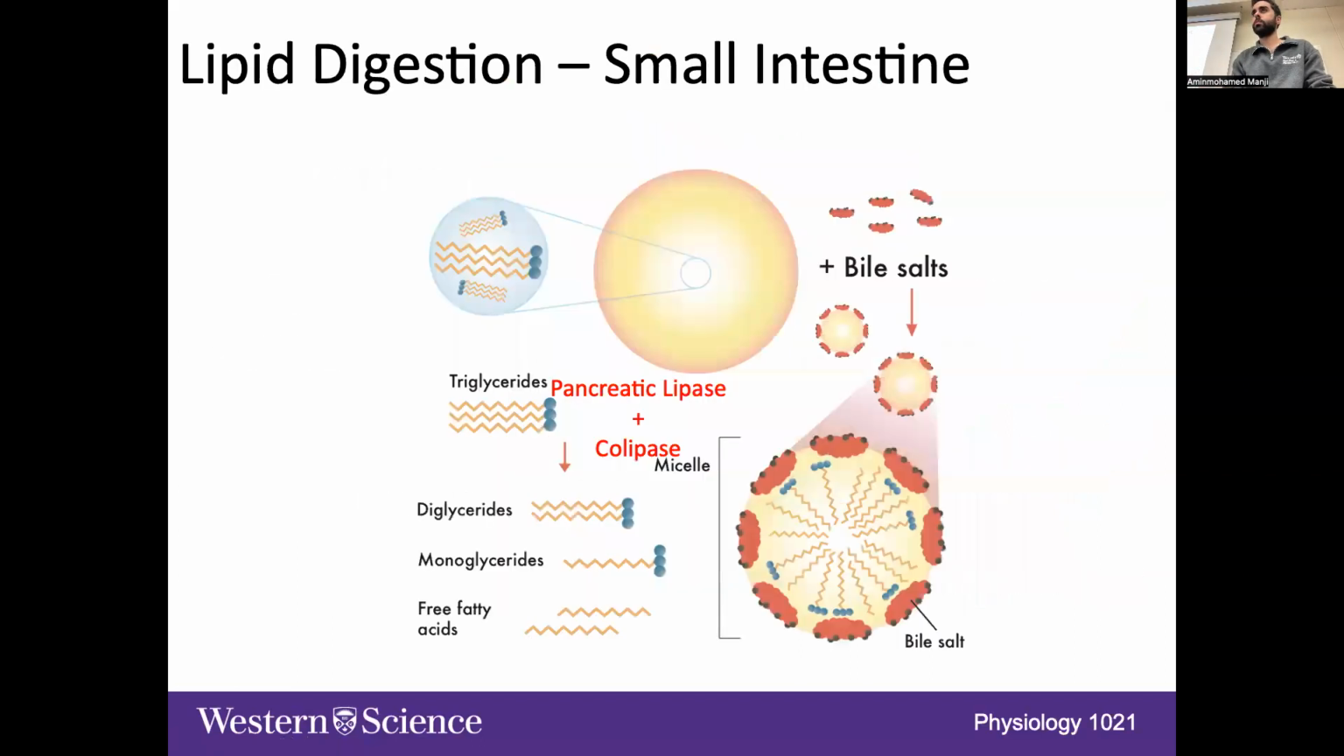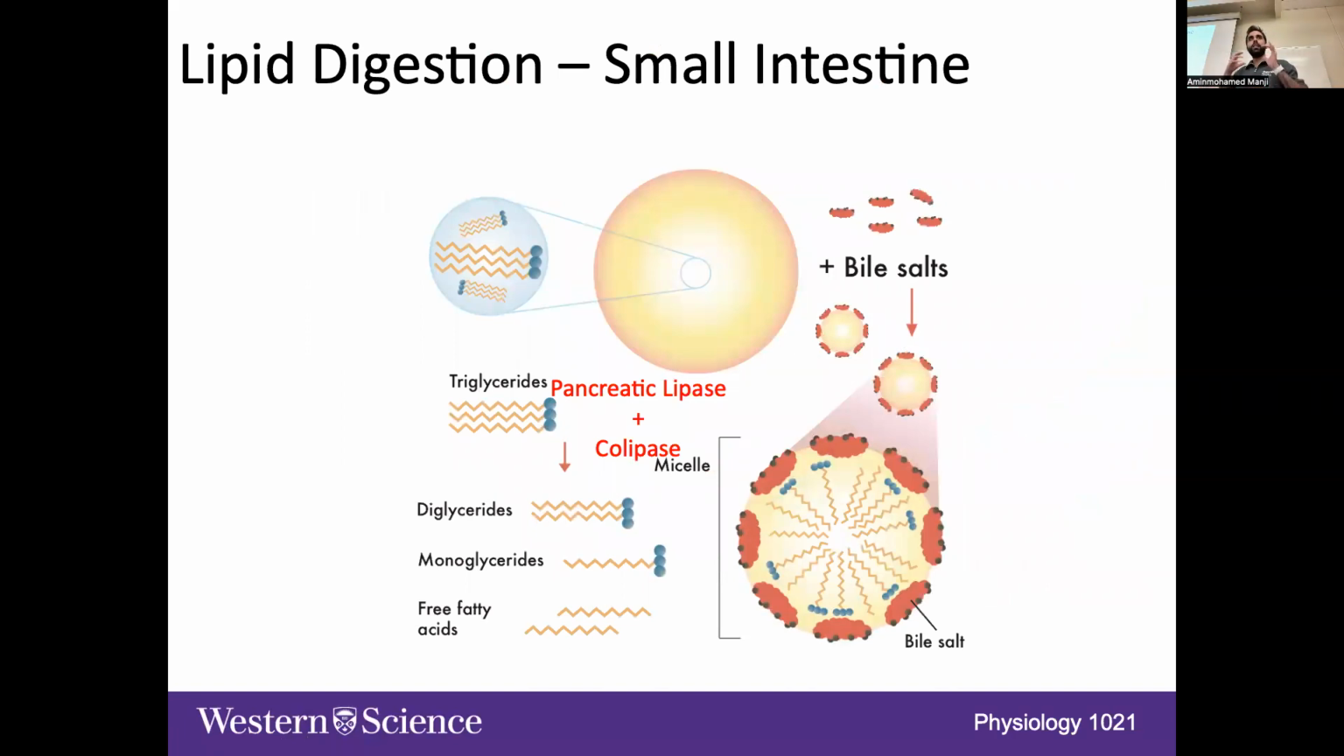Okay, so what exactly do bile salts do? How is lipid digestion handled? Well, you're going to have, again, lipid droplets that have made it into the small intestine. You have your segmentation patterns in your small intestine, and that's going to really mix up the lipid droplet and break it apart.